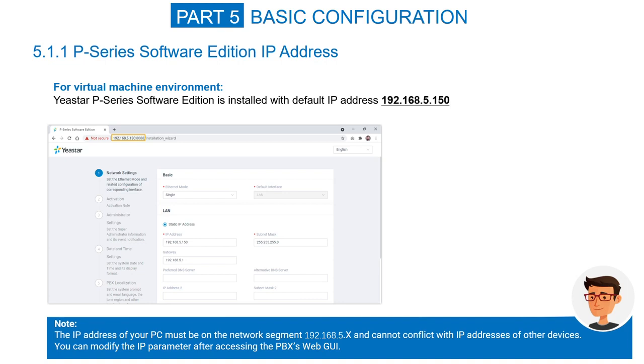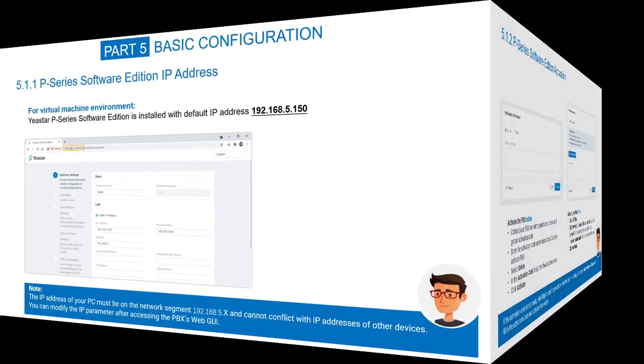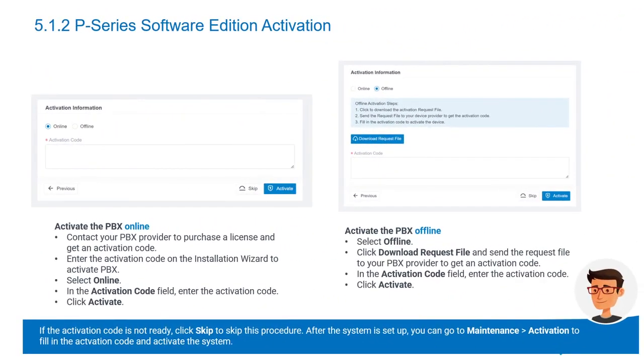But for the P-Series deployment on a virtual machine, VMware for example, the default IP address will be 192.168.5.150. So this is a little bit different, because that's deployed locally. It's a local deployment, while AWS is totally on the cloud. But anyway, after this, the next step will be the same. It will just be the installation wizard.